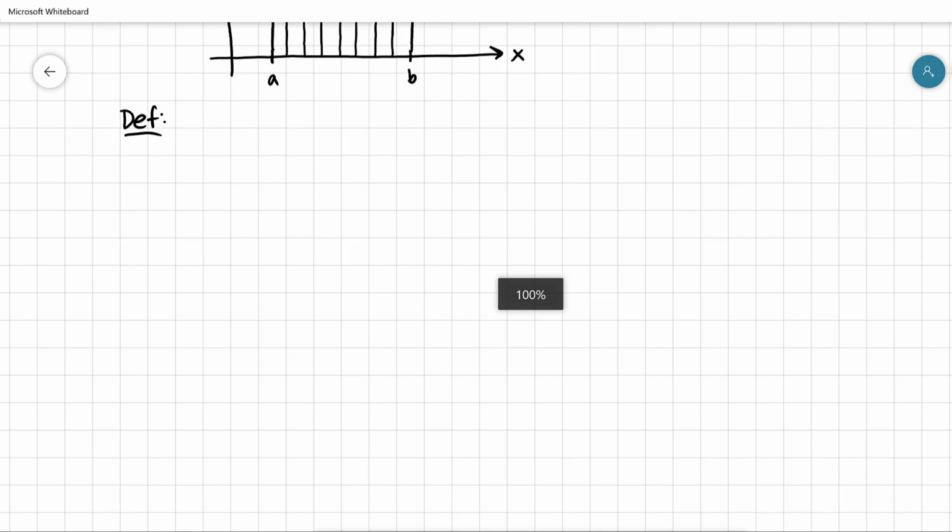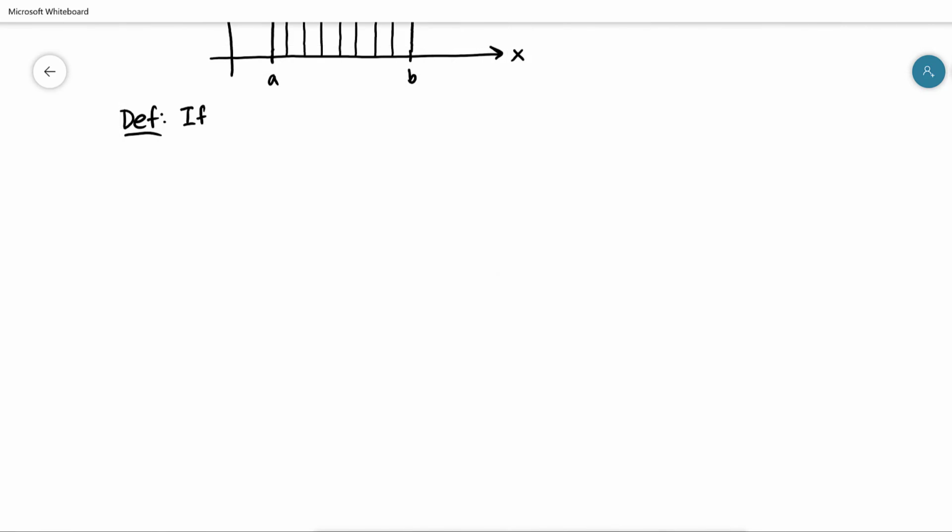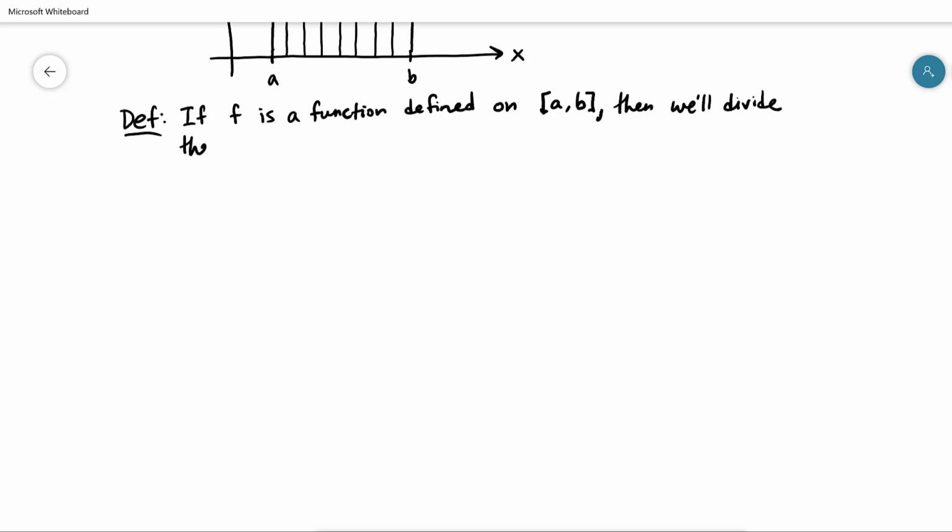Okay, so if f is some function, and it's the one that we're interested in, defined at least on the interval from a to b, then we'll divide that interval a, b into n equally wide smaller intervals.